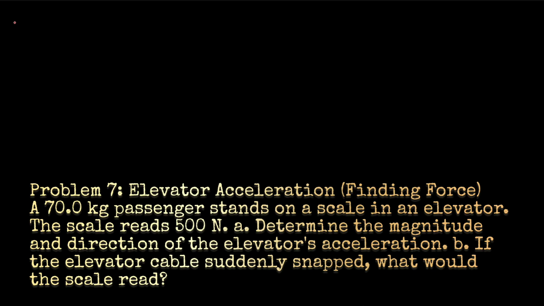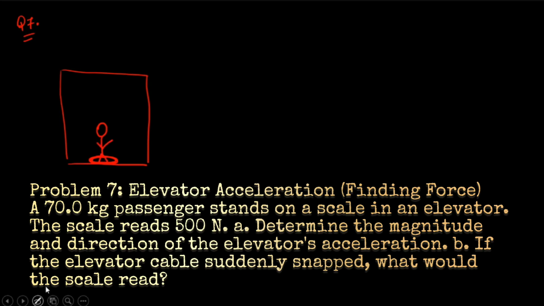So problem 7 says elevator acceleration, that is the topic. A 70 kg passenger stands on the scale in an elevator. The scale reads 500 newtons. So what does it mean? It means there is an elevator and on the floor of the elevator there is a weighing scale. The person who is standing on this weighing scale finds that the weighing scale is showing his weight as 500 newtons.